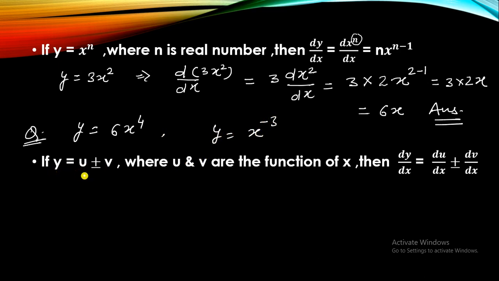Next, if y is equal to u plus or minus v, where u and v are functions of x, then dy by dx is equal to du upon dx plus or minus dv by dx. For example, y is equal to 3x power 4 plus x square. So here this is u and this is v.